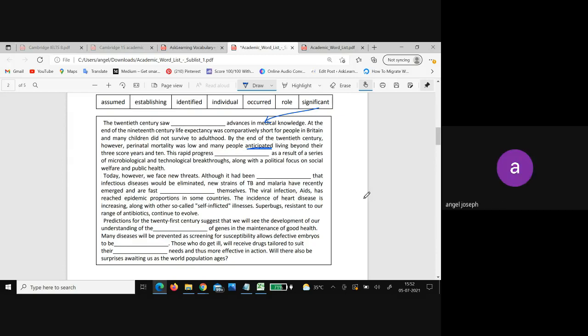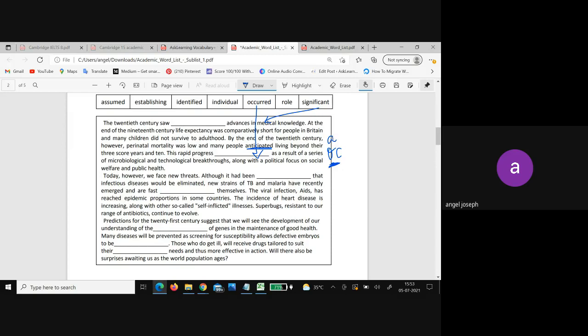Occurred. Very good. Occurred. Anyone else has any other option? Tell me. For the moment, I am also considering occurred. Okay, I don't want any one of you to say this word as occurred. I want all of you to say this word as occurred, as if there is an A here. Okay, don't say this word.